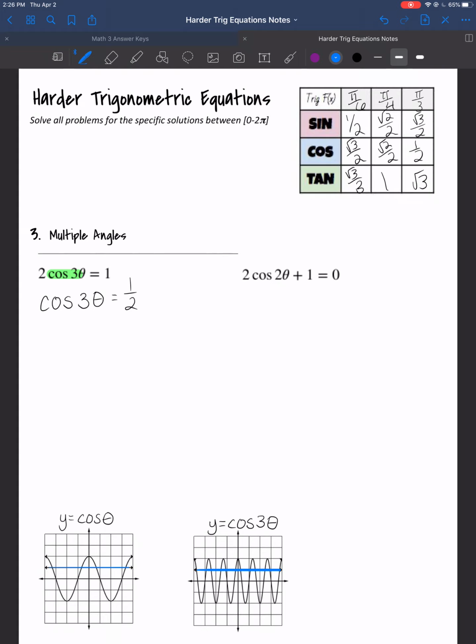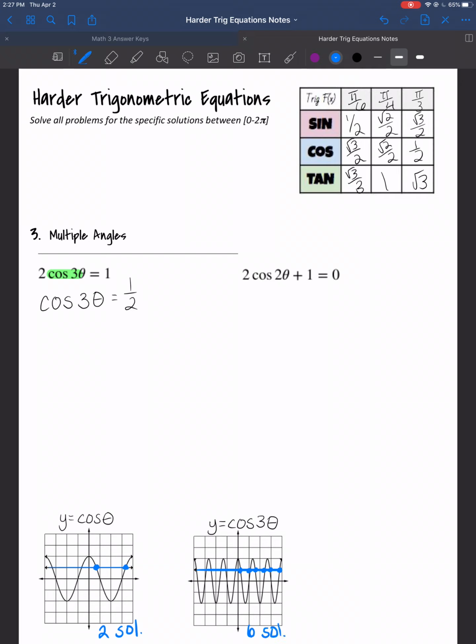So the intersection points with cosine theta from 0 to 2 pi, you just have two intersection points, one in the first quadrant, one in the fourth quadrant. And that makes sense because cosine is positive in the first and the fourth. But intersection points with cosine 3 theta, you have 1, 2, 3, 4, 5, 6. So where we had two solutions with 1 theta, you have 6 solutions with 3 theta.